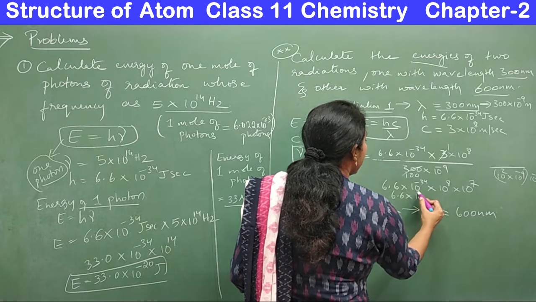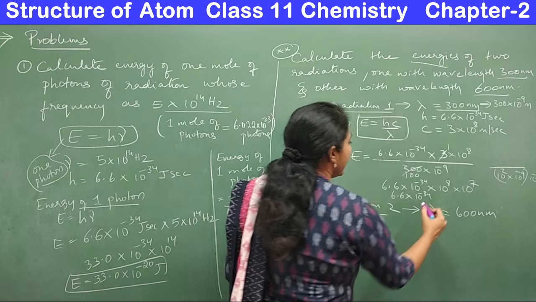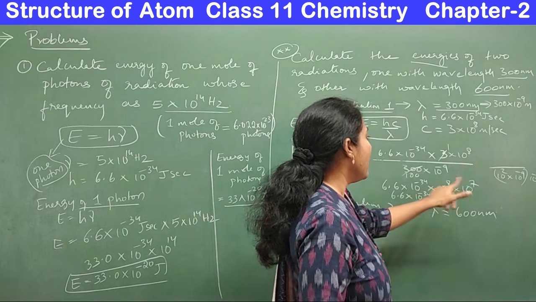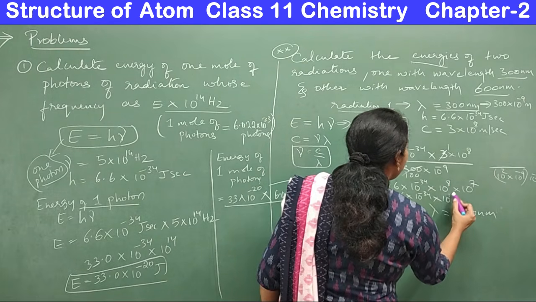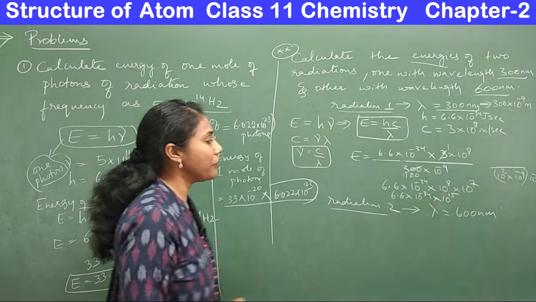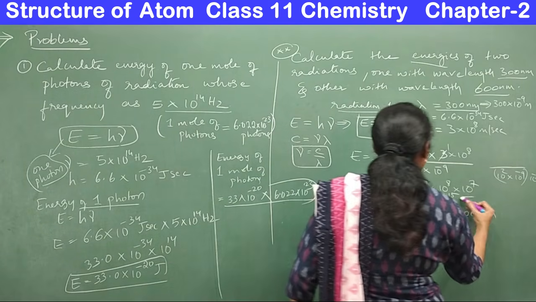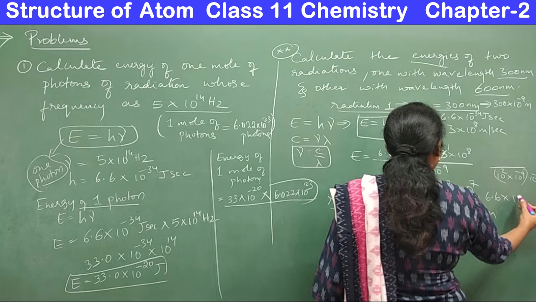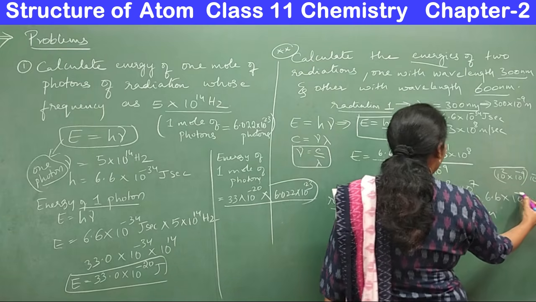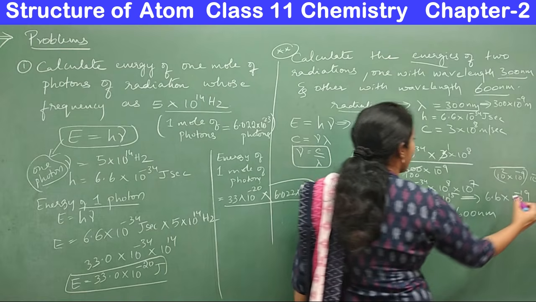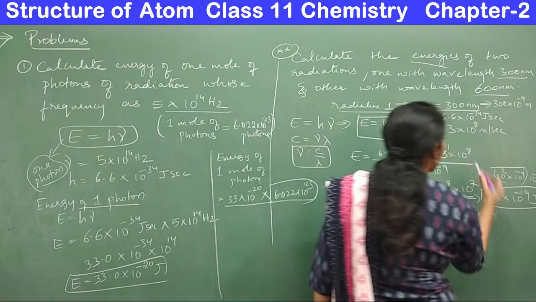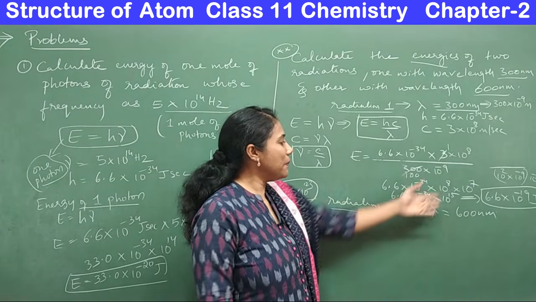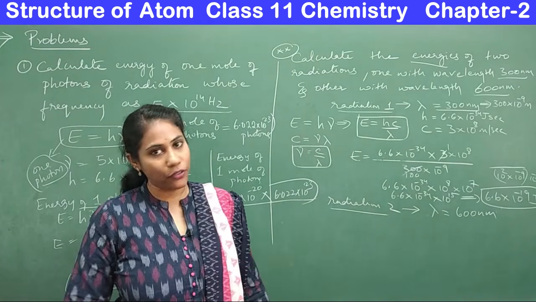6.6 into 10 power minus 34, into 10 power 8, into 10 power 7. So you would get around 10 power 15, right? 10 power 15. So almost you would get your answer as 6.6 into 10 power almost around minus 19. So minus 19 joules is your answer, right? So this is how you can calculate. It's all about scientific notation, you have to be careful with it.